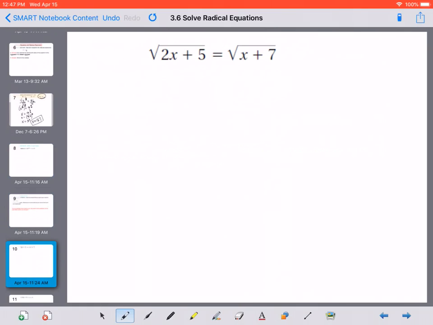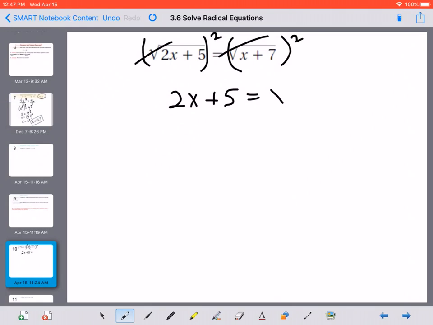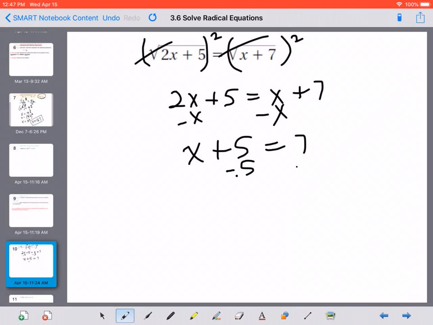Here's an example where we have 2 radicals, and you need to make sure you put 1 on each side of the equation. Now this is square root, so we're going to raise both sides to the 2nd power. That cancels the radical on both sides, makes it nice and easy. 2x plus 5 is equal to x plus 7. Subtract x from both sides. You get x plus 5 equals 7, and then subtract 5. So x is equal to 2.